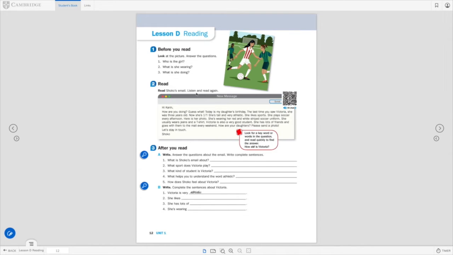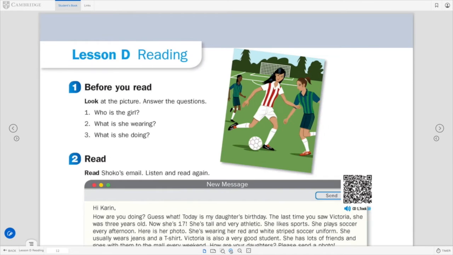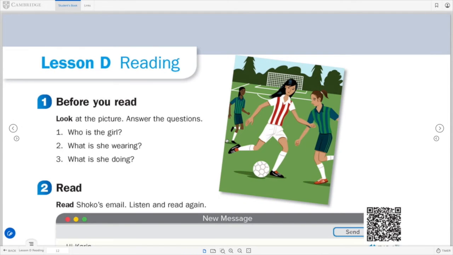And for us, we're going to be reading this email. This is an email from Shoko. But first, before we read, we're going to look at this photo. So let's look at this picture. All right, and let's answer these questions, because this will give us a lot of information about what we will be reading about. So if we look at the picture, let's ask these questions.